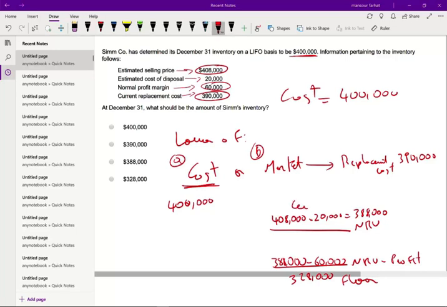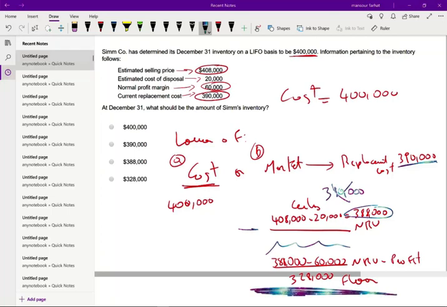Now, as long as the replacement value is between the floor and the ceiling, we would use the replacement value. Let's see where the replacement value is. The replacement value is above the ceiling. Therefore, we don't use the replacement value. What we do is use the ceiling figure, which is 388. If the replacement cost happens to be below the floor, then we would use the floor, 328. If the replacement cost was in between, we would use the replacement cost as the market cost. Simply put, market here is 388.